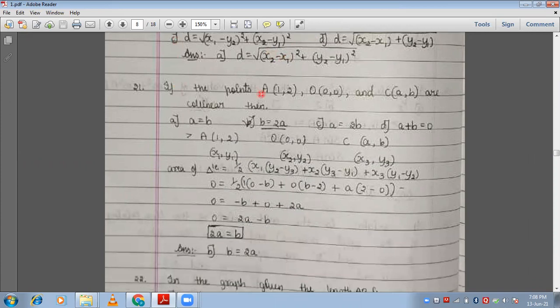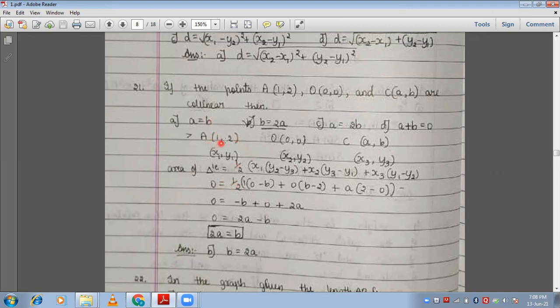Next, if the points A of 1, 2, O of 0, 0 and C of A, B are collinear, then dash. So what does collinear mean? We know the area of a triangle is 0 because collinear means all points lie on the same line. A triangle has 3 vertices, 3 angles and 3 sides. Collinear points form a straight line, so the area of the triangle is 0.